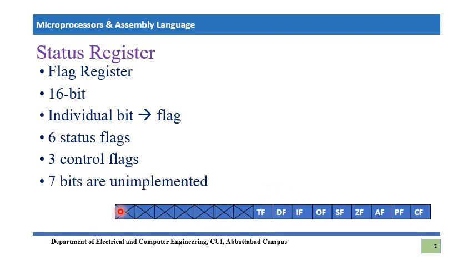The rest of these bits: 9 bits are individual flags, but 7 out of these 16 bits are not implemented, so they just remain as empty places or buckets.